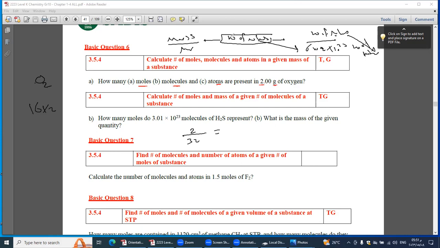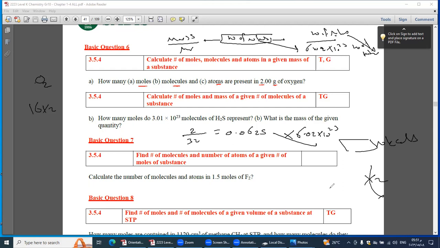How much is that? 0.0625. This is the number of moles: mass over molar mass to get moles, multiplied by 6.02 times 10 power 23 to get molecules. How can we get atoms? Multiplied by 2.